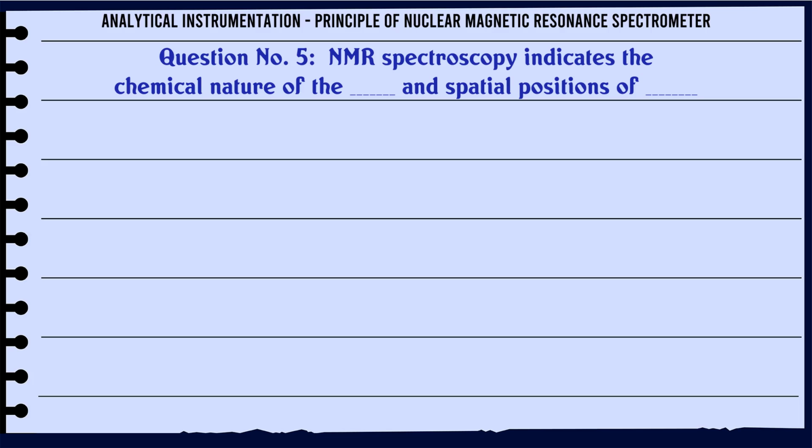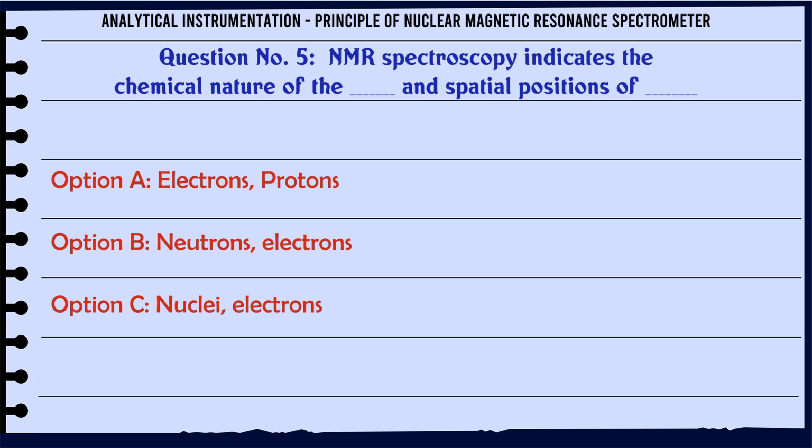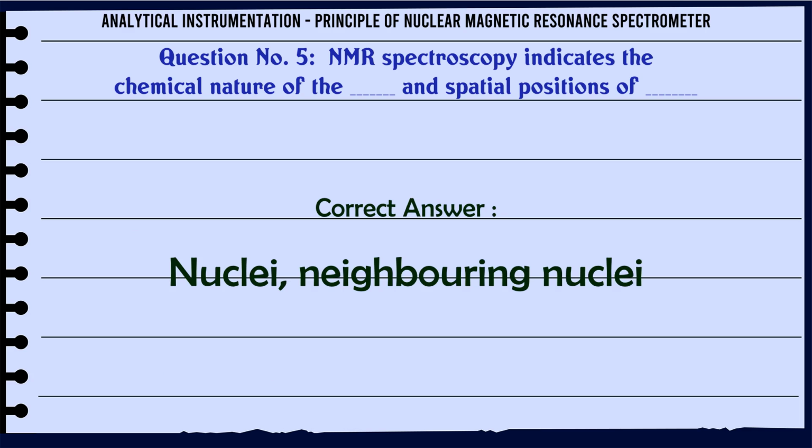NMR spectroscopy indicates the chemical nature of the and spatial positions of A. Electrons, protons. B. Neutrons, electrons. C. Nuclei, electrons. D. Nuclei, neighbouring nuclei. The correct answer is nuclei, neighbouring nuclei.